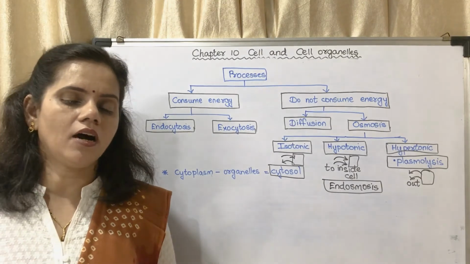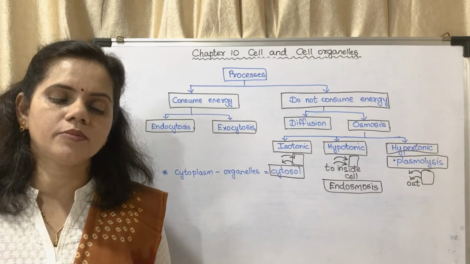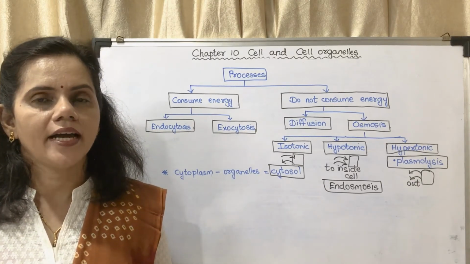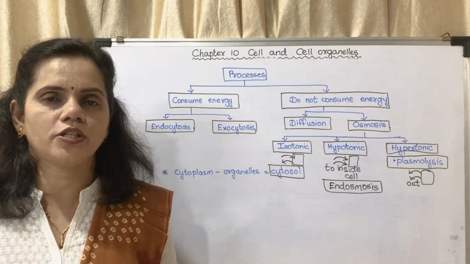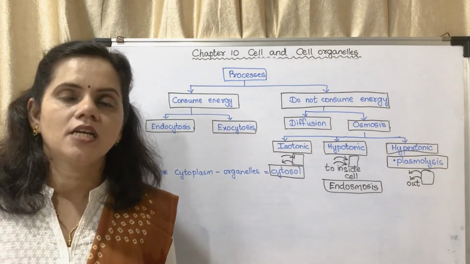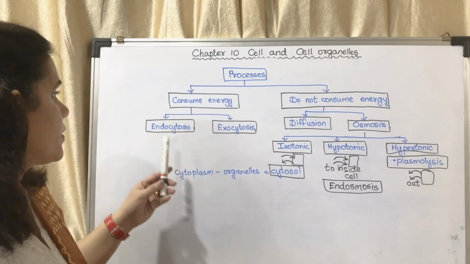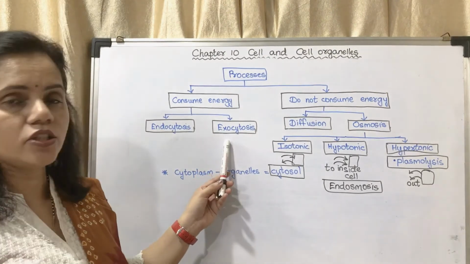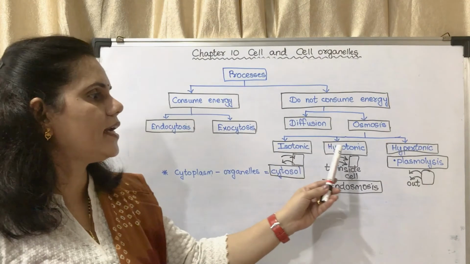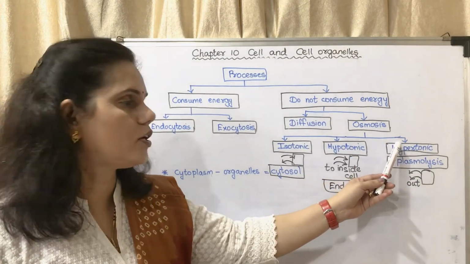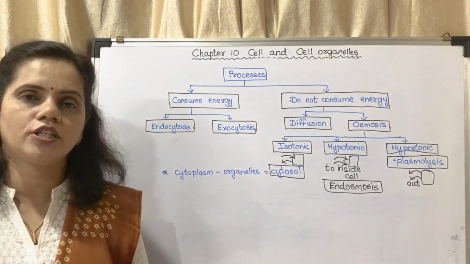If the plant cell or animal cell is kept in hypertonic solution, water comes out of the cell by the process of exosmosis, and there is contraction of cytoplasm. This process is called plasmolysis. So here there are different definitions which you have to learn: endocytosis, exocytosis, diffusion, osmosis, isotonic, hypotonic, hypertonic, plasmolysis and endosmosis. Have you understood all these?